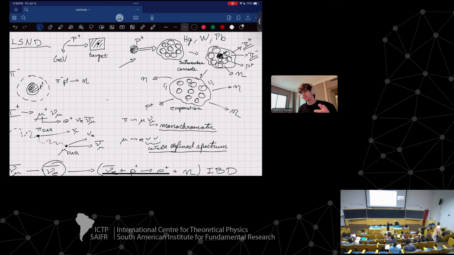So the intranuclear cascade is just a way to say that this proton is losing energy as it's getting accommodated inside of the nucleus, and it's not breaking apart. And in the process of losing energy, this proton is emitting and releasing pions and potentially also taking out other nucleons.